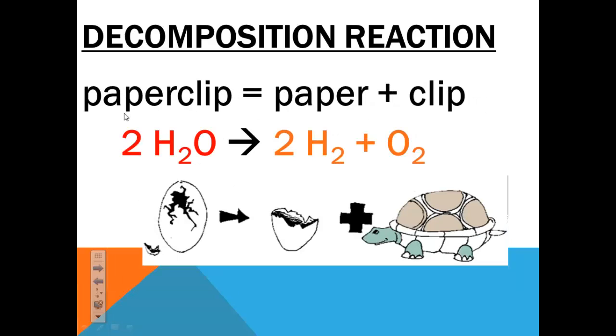Another way to think about it is you start with a compound word like paperclip, and the reaction happens and you get paper plus clip. So from before, you saw that you had water, hydrogen and oxygen combined in a compound, and the reaction happens and you end up with two different elements. This is the decomposition reaction, breaking up into parts.